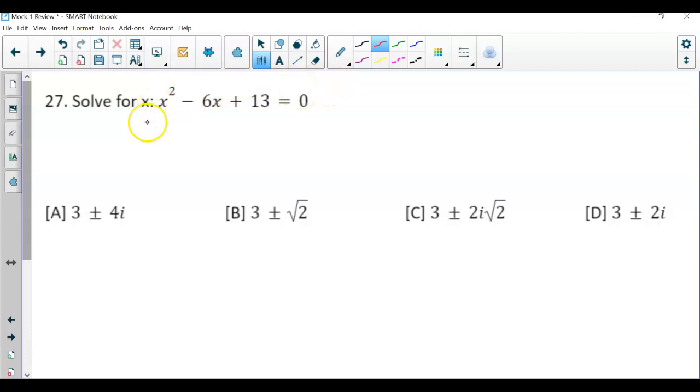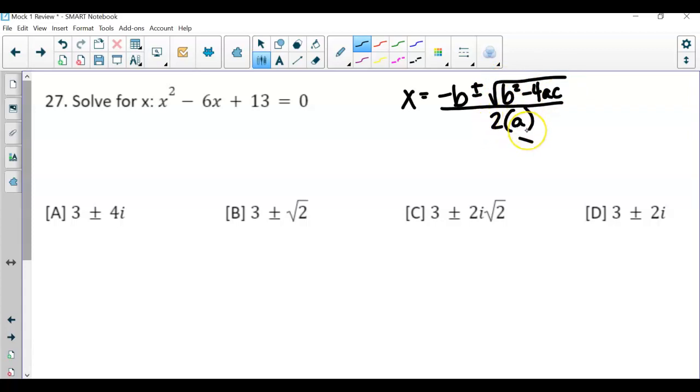So then what are we going to do here, right? Well, I notice now looking at my answer choices, notice the format, right? How it's plus or minus a radical or even an imaginary part, right? How we have our real part and then plus or minus an imaginary or radical. So this means, again, we're going to use quadratic formula. So again, x is equal to negative b plus or minus the square root of our discriminant, b squared minus 4 times a times c, all over 2 times a.